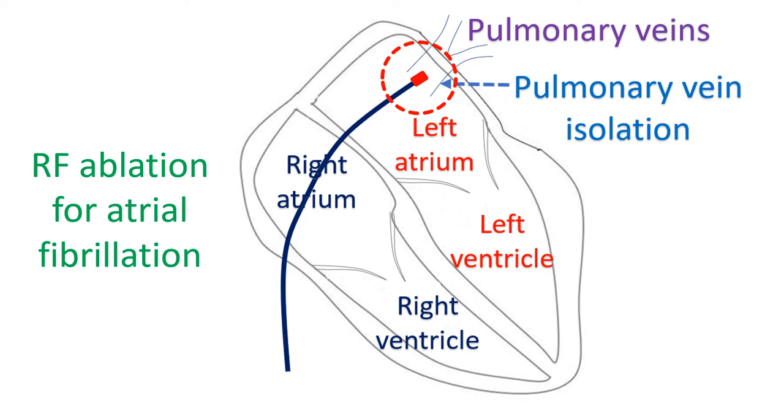An important site for ablation is near the opening of the pulmonary veins into the left atrium. Pulmonary veins drain oxygenated blood from the lungs to the left atrium. Left atrium is the left upper chamber of the heart. The procedure is called pulmonary vein isolation as it isolates the abnormal focus of electrical activity in the pulmonary veins from the rest of the heart.